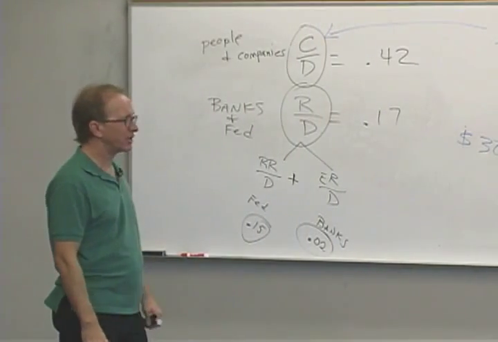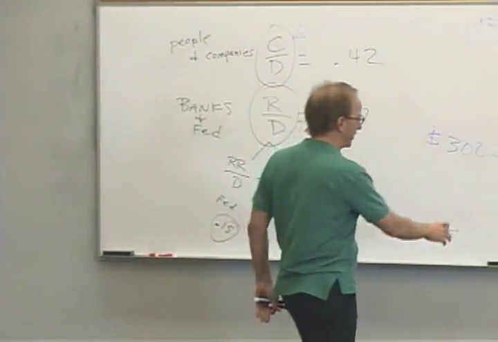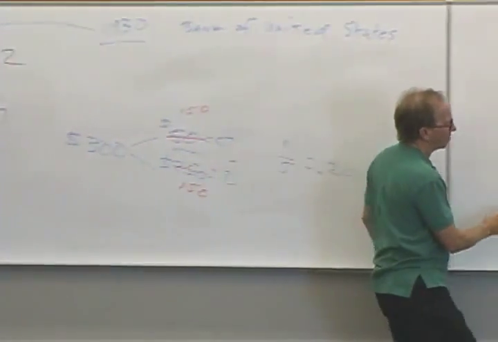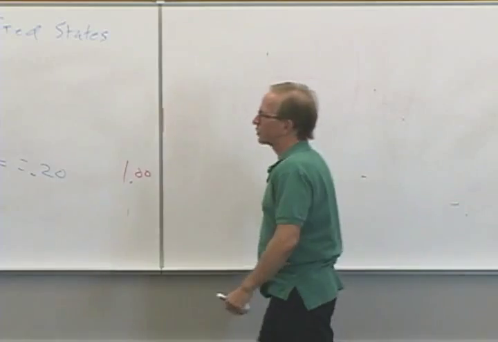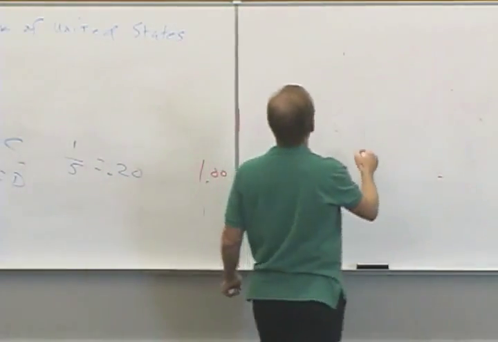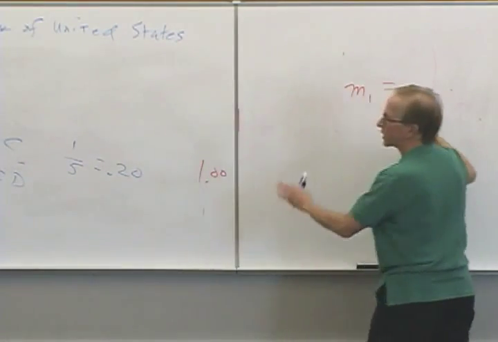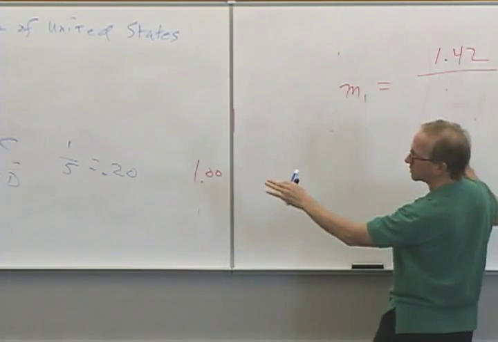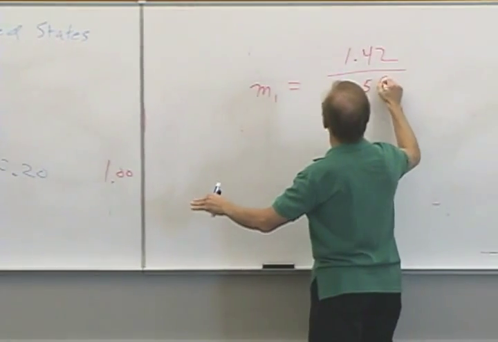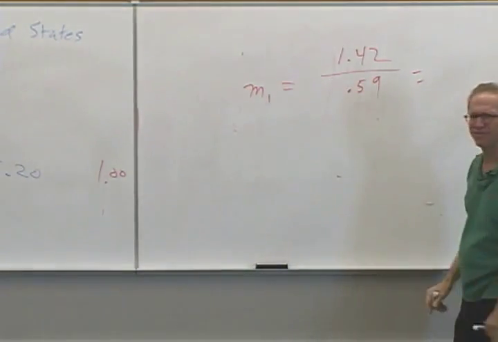Are you with me on this deal? So let's calculate our multiplier again. Just a moment ago, probably I erased it, I gave you that problem where just a moment ago our multiplier for M1 was equal to, what, 1.42 over 0.59 equals, does anybody remember that number?